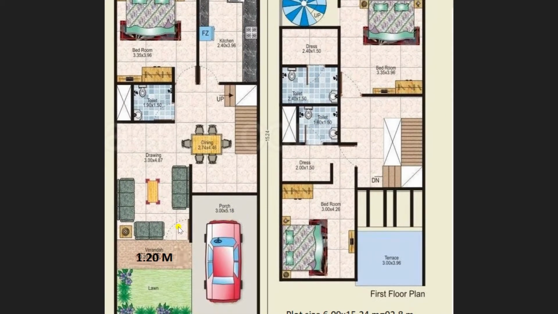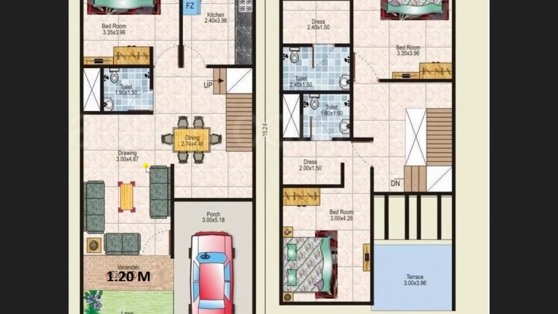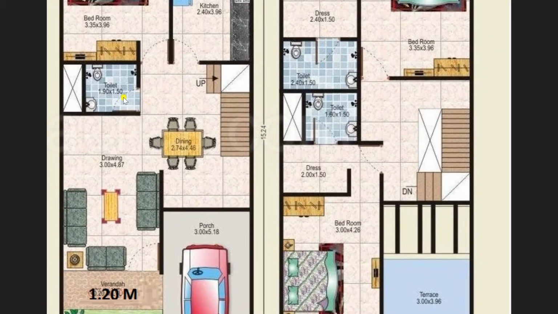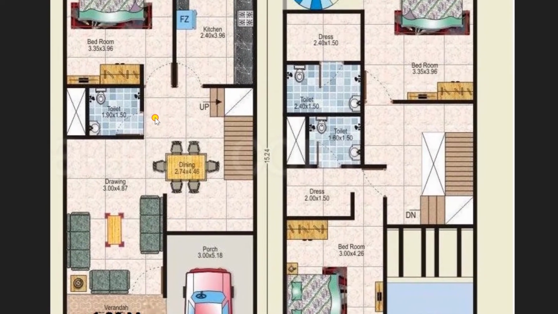So now I am entering into the entrance. Here we have provided one door. Here we have entered, and this is the first drawing room of dimension 3 by 4.87 meters. Here you can view we have plotted a sofa set along with the teapoy. On the right hand side you can view there is a dining table of 2.74 by 4.46 meters. So it is also a sufficient area.